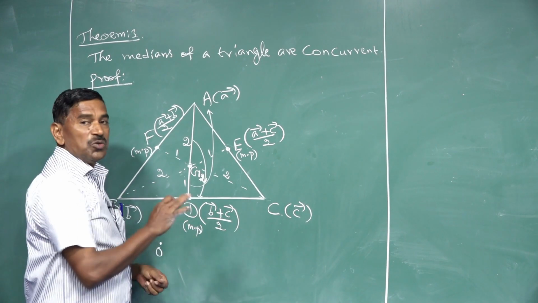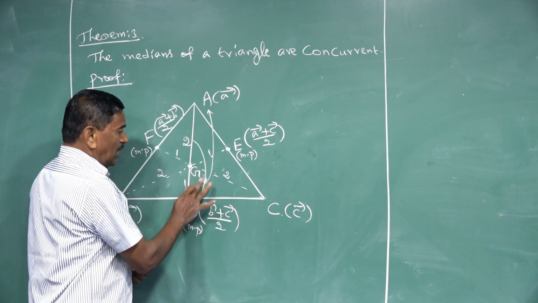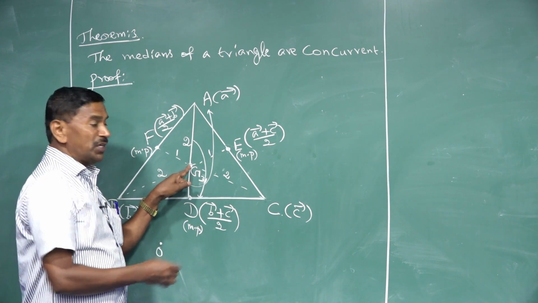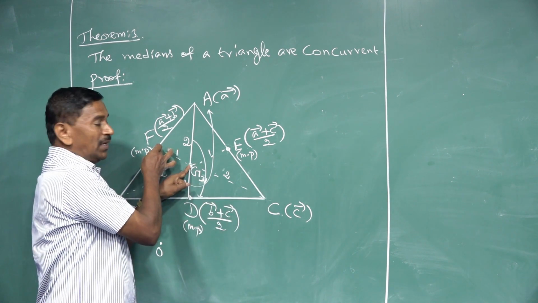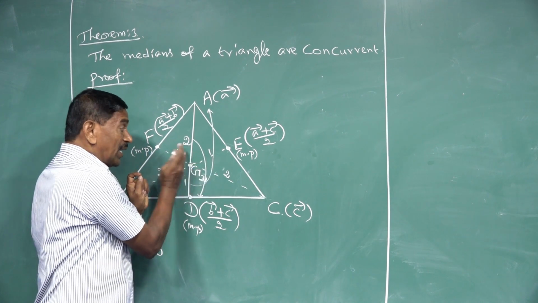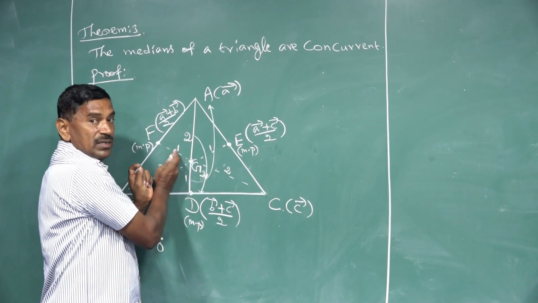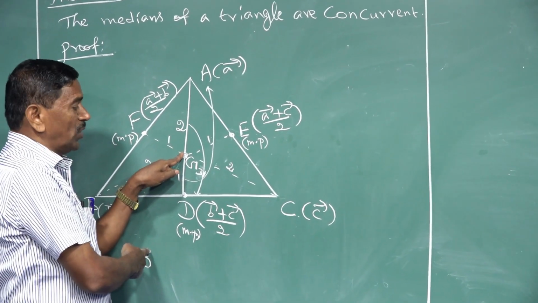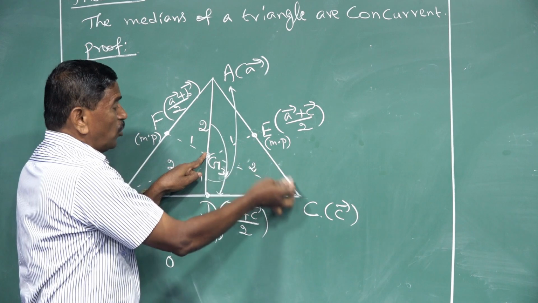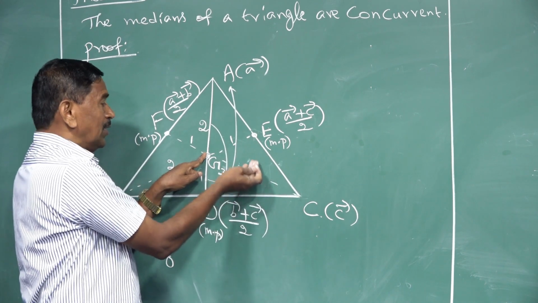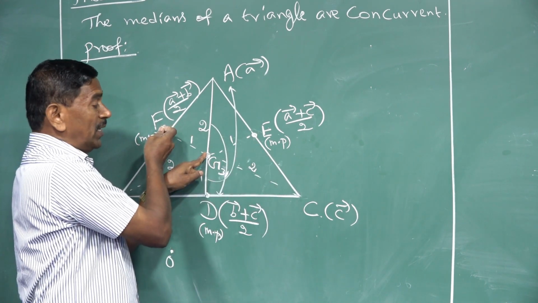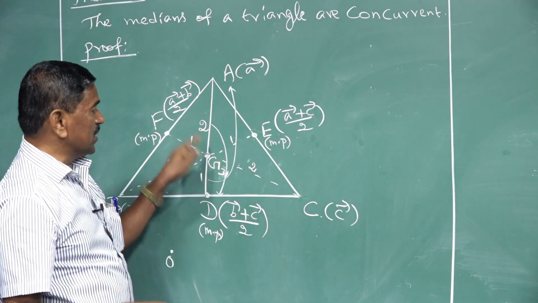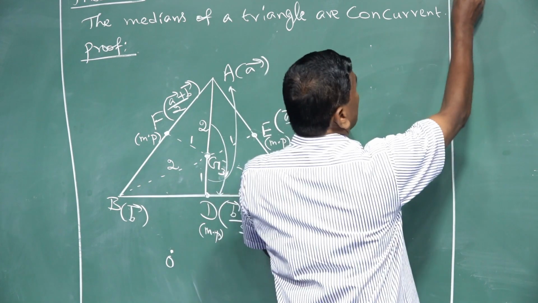Children, listen. Now step 3. Let G3 be a point on CF, dividing it internally in the ratio 2:1. Then by the section formula, OG3 vector is equal to 1 into OC vector plus 2 into OF vector divided by 1 plus 2. And we are going to get a third equation.